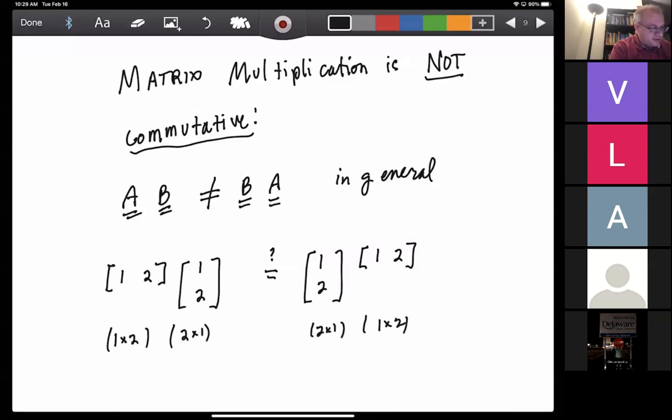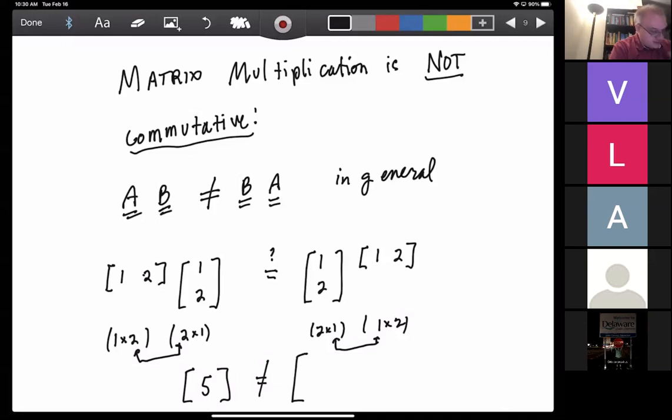So notice that both of these products are defined. The inner indices match up. But even though they're both defined, they're not even matrices with the same size. So on the left, I'm going to wind up with a 1 by 1 matrix. The result is going to be 1 times 1 plus 2 times 2, or 5. And notice what I get on the right-hand side. The result has got to be a 2 by 2 matrix.